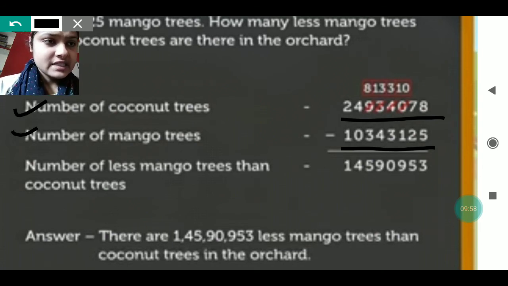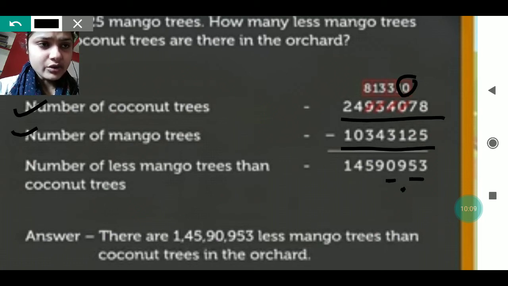8 minus 5 will be 3, 7 minus 2 will be 5. 0 minus 1 is not possible. It will take one carry. It will become 10. 10 minus 1 will be 9. 3 minus 3 will be 0.